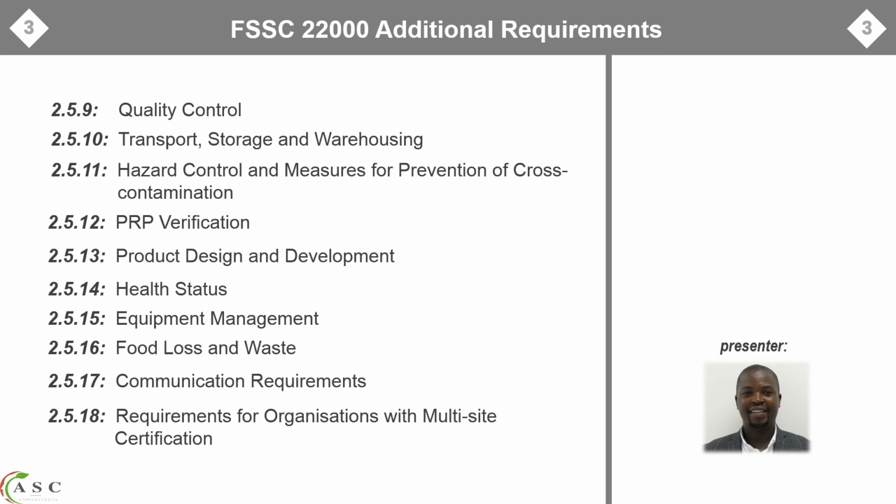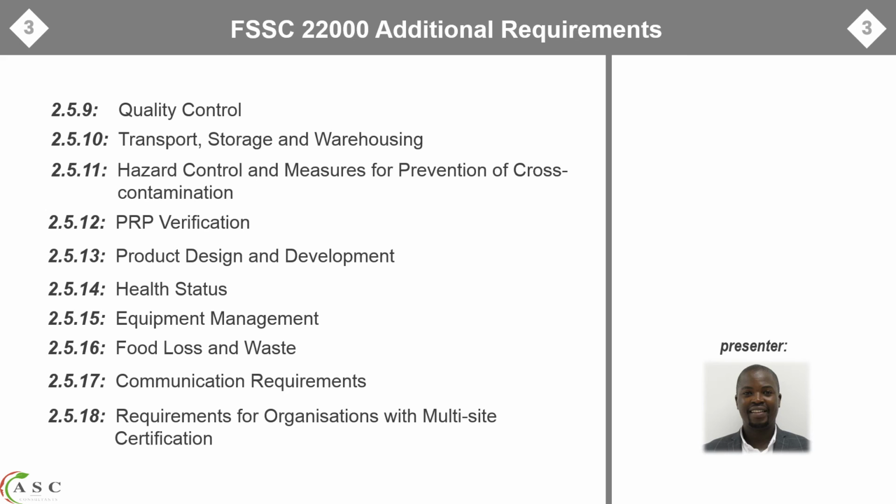2.5.12 PRP verification, food chain categories applicable to are B3, C, D, G, I, and K. Nothing much has changed here except for the introduction of B3. Then 2.5.13 talks about product design and development. Again, this is applicable to food chain categories B3, C, D, E, F, I, and K. Not much has changed except for Clause F, where it talks about ready to cook products. Another clause that hasn't changed is 2.5.14 that relates to the health status and is applicable to food chain category D.